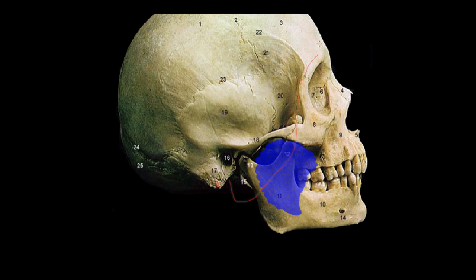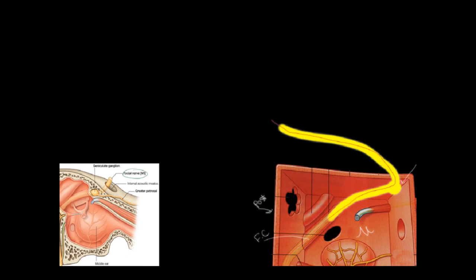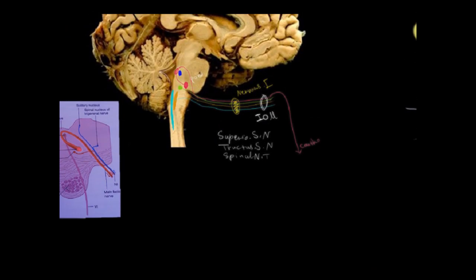Here is the temporal, here is the zygomatic, here is the buccal, marginal mandibular, and the last one is cervical. By that we finish the motor innervation of the facial nerve. Now we continue.